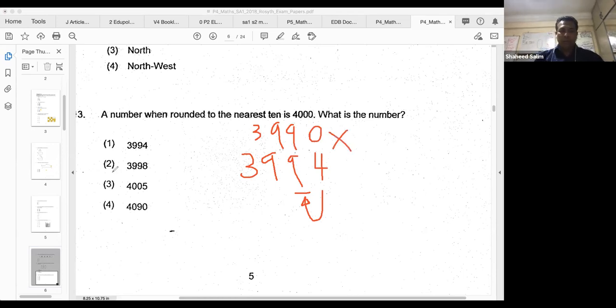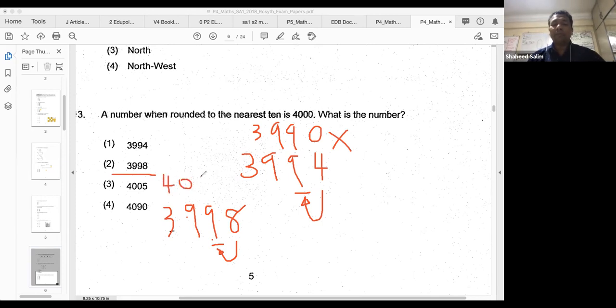We try the next one. 3998. To the nearest 10. Underline 10. Look at the digit now, 8. If it's 0, 1, 2, 3, 4, don't add 1. If it's 5, 6, 7, 8, 9, add 1. Now, oh, this is 8. You must add 1 on here. When you add 1, this one becomes 10. So 10, and then you add, basically, it becomes 4,000. So this is your answer.